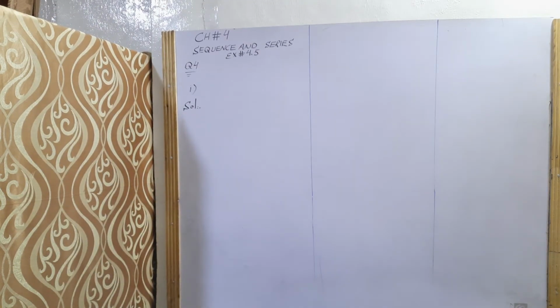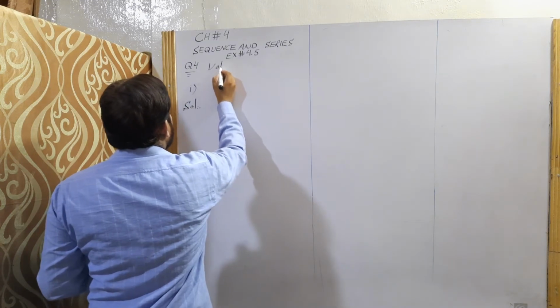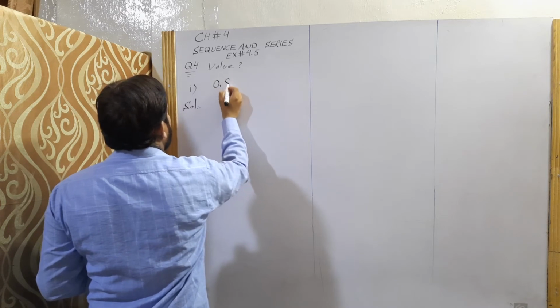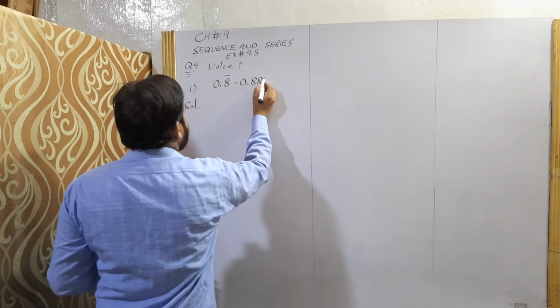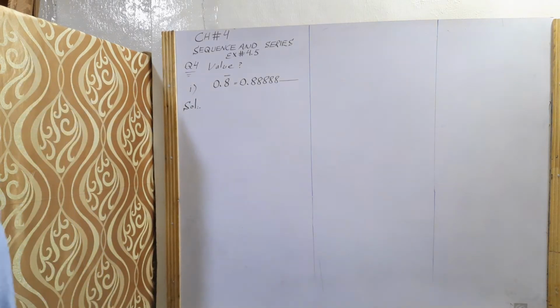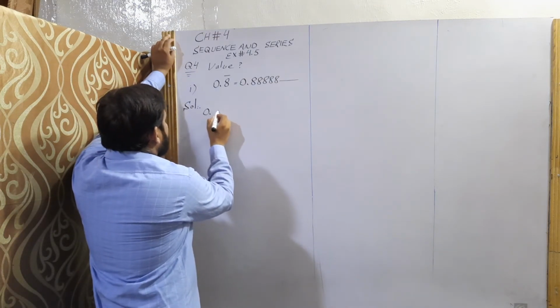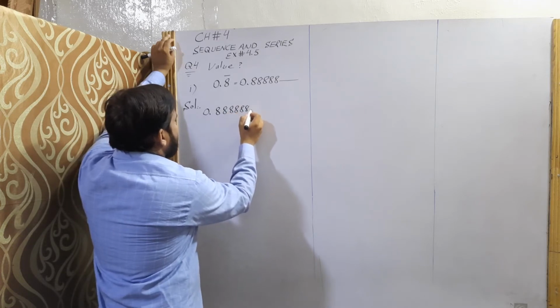Dear student, next question is question number 4. Find the value of 0.8 bar. It means that this is 0.888 up to so on. So in this case find the value. So very simple, 0.8888 up to so on.